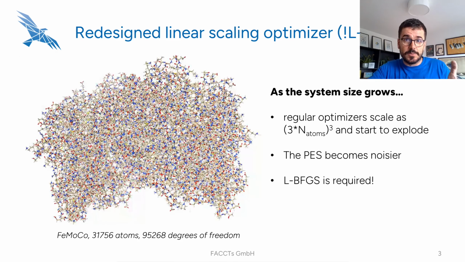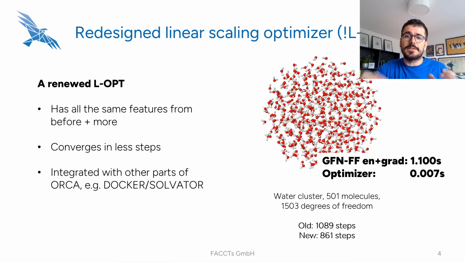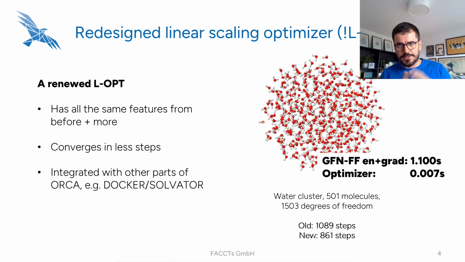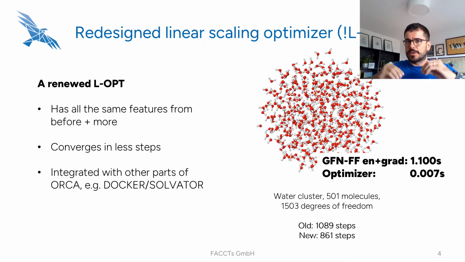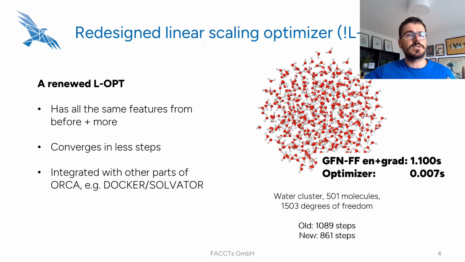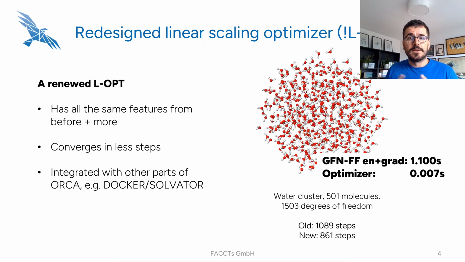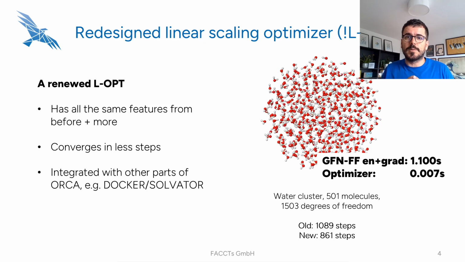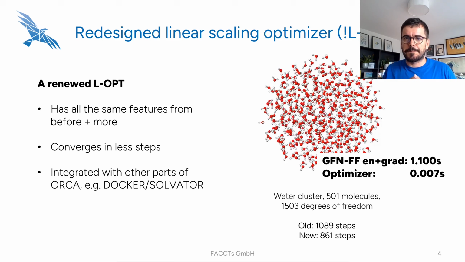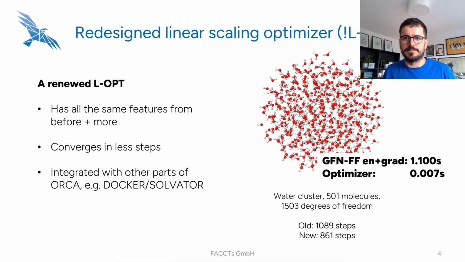That flag is still the same, but it was redesigned because it needed to be integrated in a rather different way inside the code. And now it's compatible with constraints, it's compatible with everything else that I'm gonna show you today. So it has the same features but more. It also converges in fewer steps, so it's more efficient than before. And it's integrated with other things like Docker and Solvator. As I said, what I'm gonna show today, it's all compatible with that.